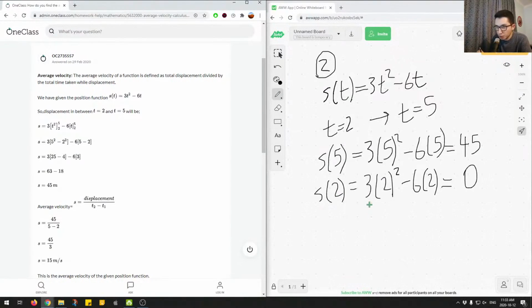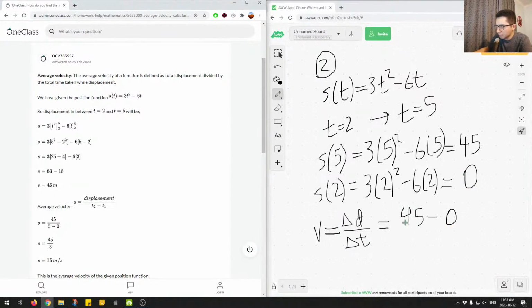So we'll do the velocity. So average velocity is equal to the displacement. So let's say delta d over delta t. So the change in distance over the change in time. So we'll do the final distance. So at time equals 5, 45, which we calculated over here, and then subtract 0, which is at time equals 2, 0.